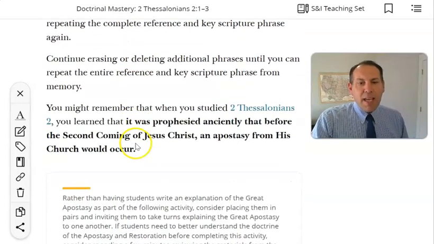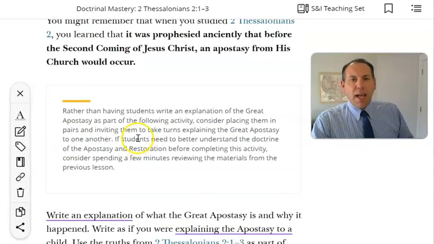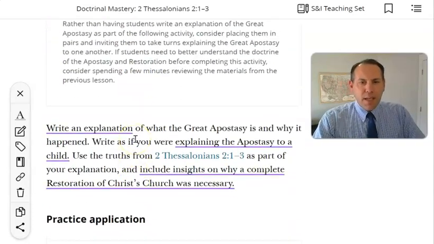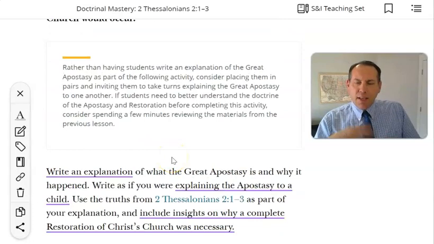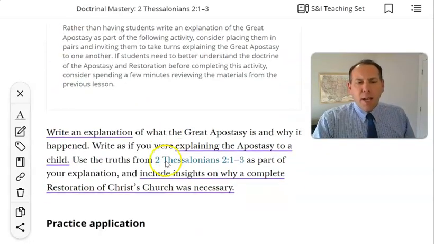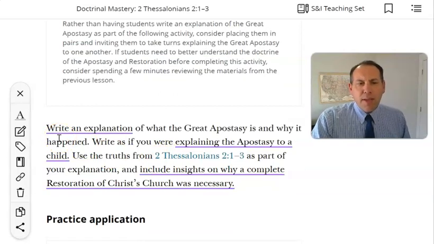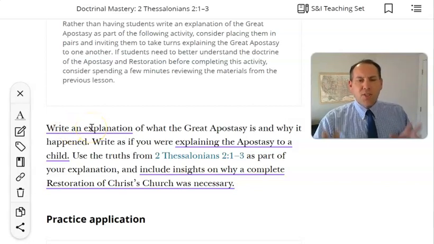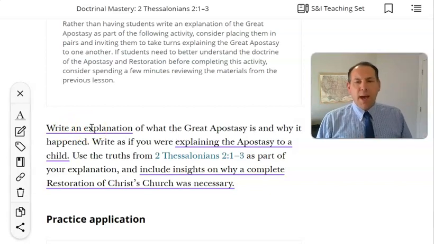With the explain portion, I like this. If we're going to have a little review and make sure that students really understand this and go a little bit deeper, I would start with a kind of a 3-pronged approach. First, give them 90 seconds to write in their journal just on their own an explanation of what the great apostasy is and why it happened.